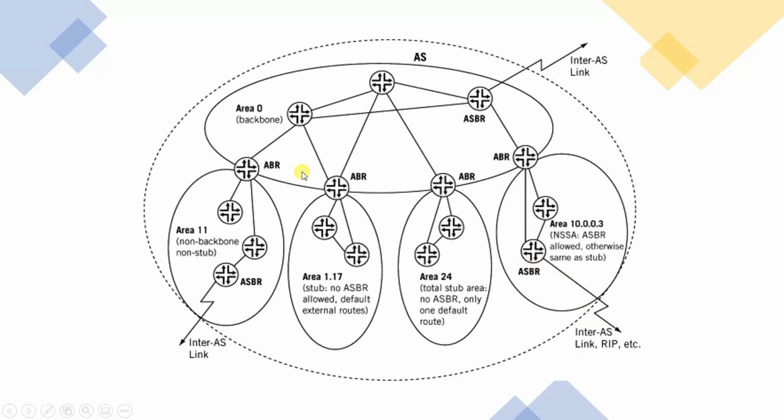Then another terminology is ABR. ABR stands for Area Boundary Router. That is, this router is shared between this area 1 and this area 0. Then AS stands for Autonomous System. I already told that area 0 is the backbone. When a router in this network has to send data to this network, it has to send through area 0 only.